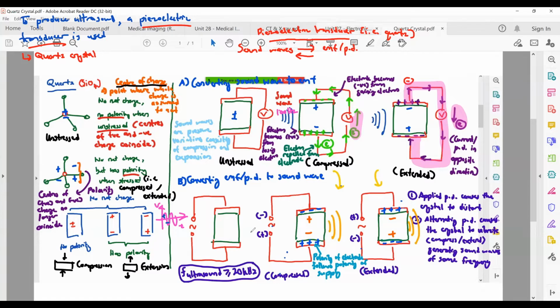Now, if you apply a PD of 20 kilohertz here, you're going to produce sound waves of 20 kilohertz. Remember I told you ultrasound is actually any sound waves whose frequency is above 20 kilohertz. If your alternating PD has a frequency of 20 kilohertz, the sound waves that you're going to produce are also going to be 20 kilohertz. You're already producing ultrasound now. So this is how you use PD to produce ultrasound.